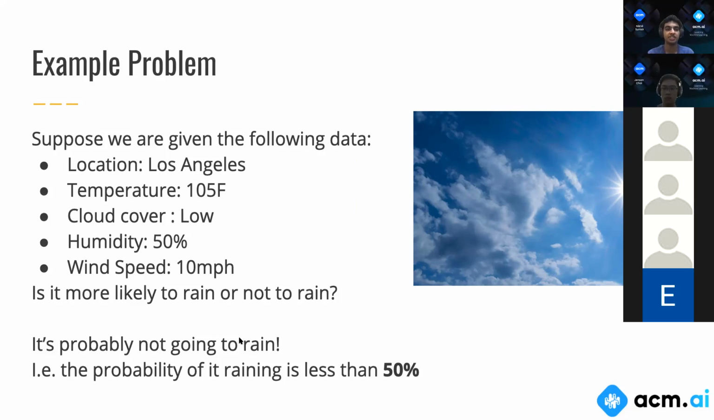But the important distinction to make here is that we're not going to say, is it going to rain or is it not going to rain? We're going to say, is it more likely to rain or not rain? Which one do we think is more likely to happen? So it's more of a probability question rather than a yes or no question.